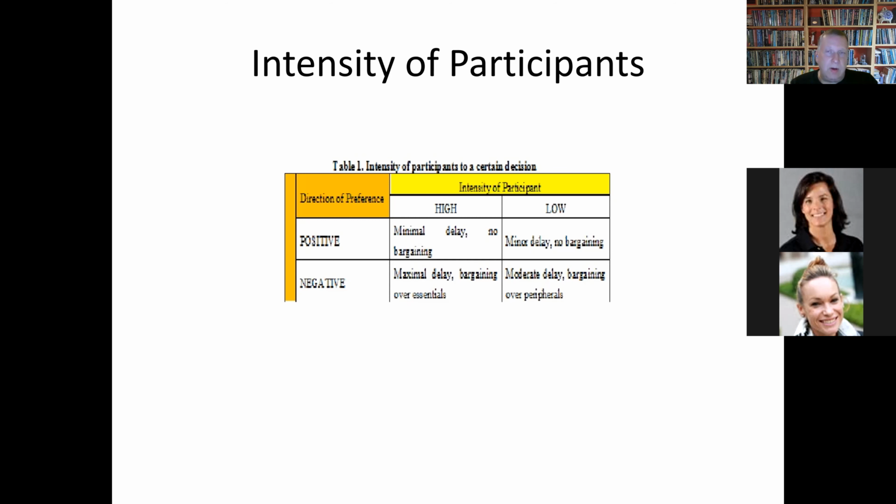The worst case scenario, obviously, is in the bottom left, where you have a negative orientation among your implementers, and it's a strongly negative orientation. That's where you have maximal delay. That's where you have a lot of bargaining. That's where you have participants bargaining over the very heart, the very essentials of the policy itself. These are situations where the policy is not going to be properly implemented.